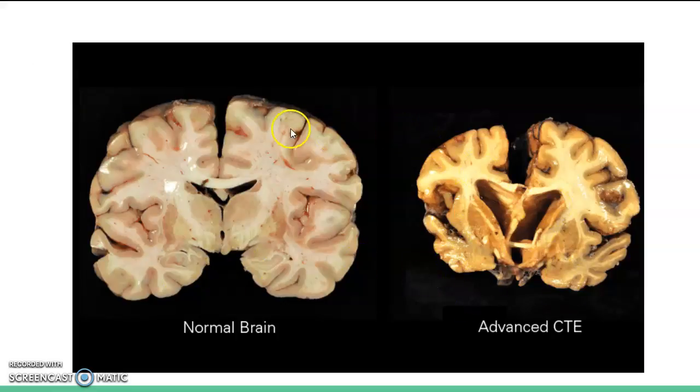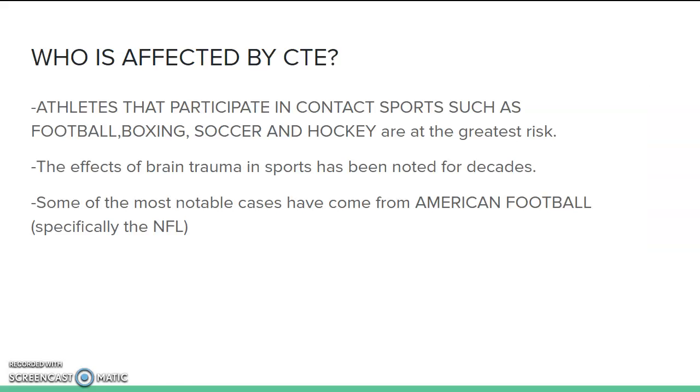Again, this is another slide of a normal brain and a brain with advanced CTE. Who is affected by CTE? CTE is most prevalent in athletes of contact sports, so football, boxing, soccer, hockey, the greatest risk. CTE has been noted for decades. There were articles back in the 1920s that talked about what was known as punch drunk. They called boxers that were hitting the head quite a bit, and you'd see reports of those boxers later on in life having signs of Parkinson's disease, early onset dementia. So this is not a new thing.